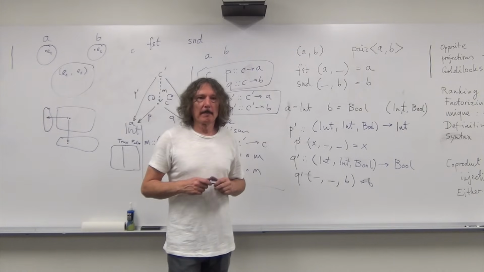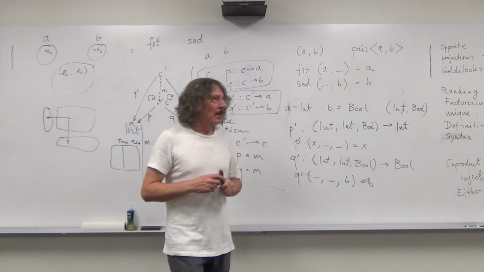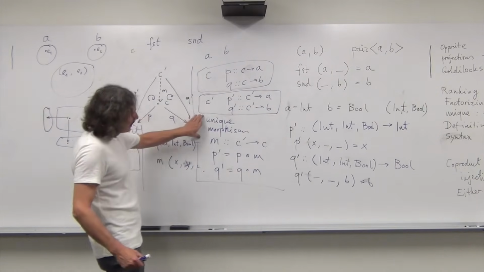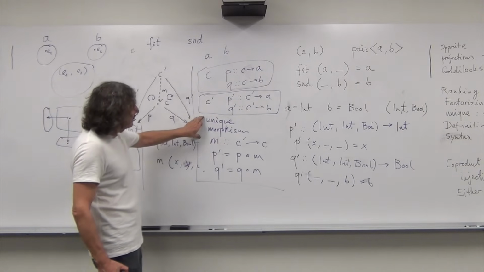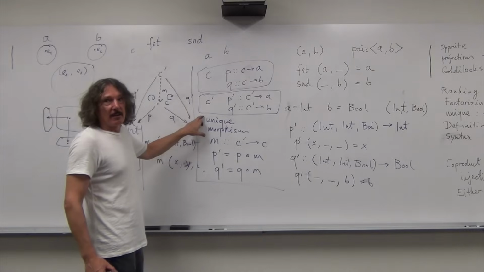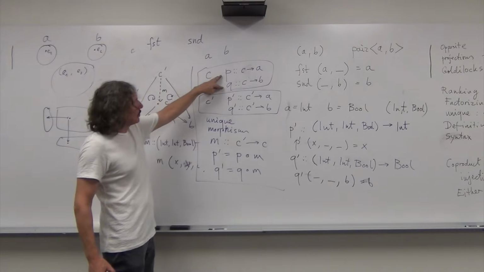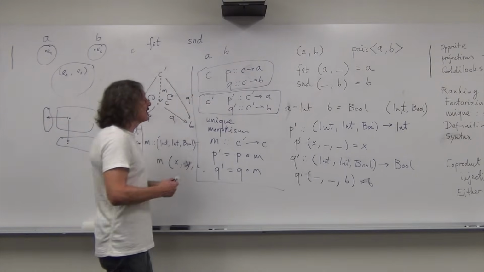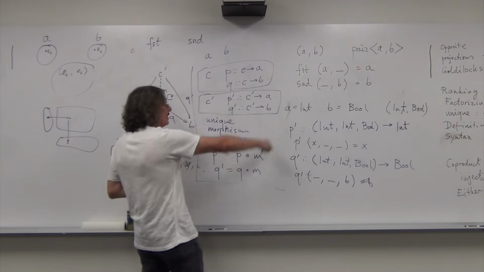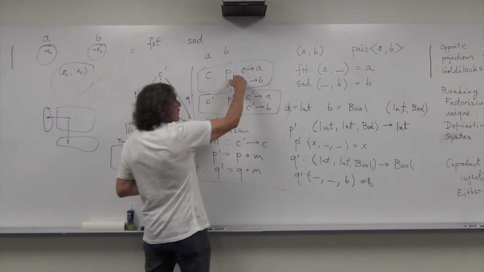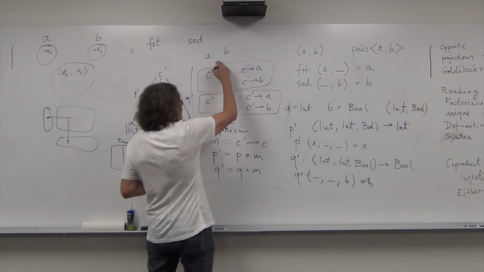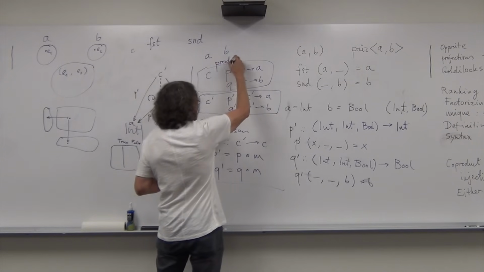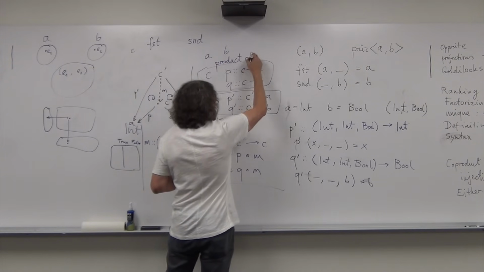So this set of rules, is this a category? No. This set of rules defines an object with two projections, and if this is all true, then C with P and Q is called the product of A and B.